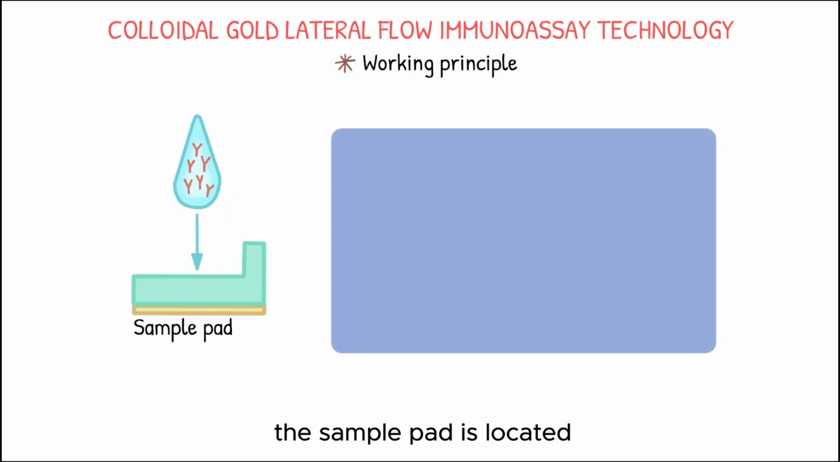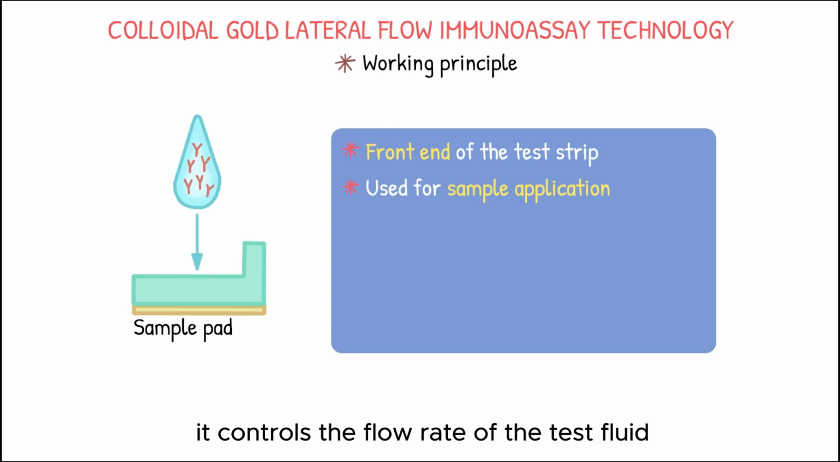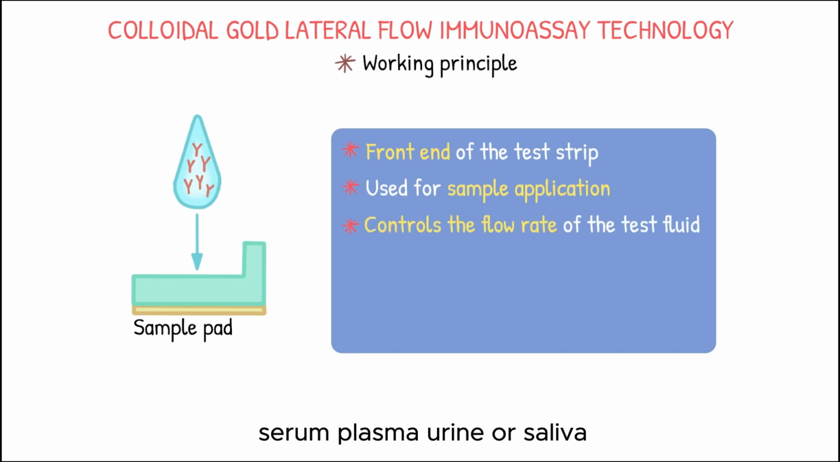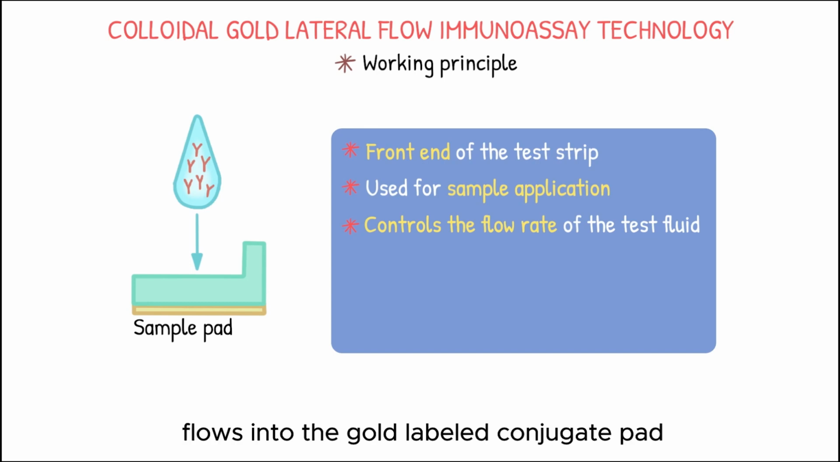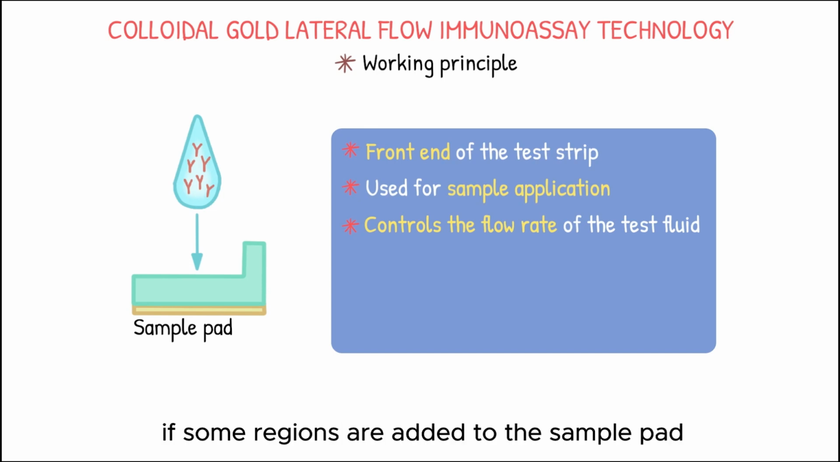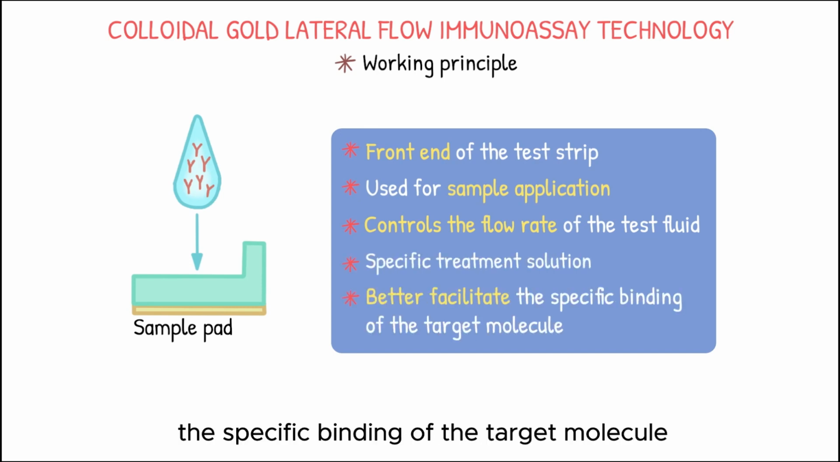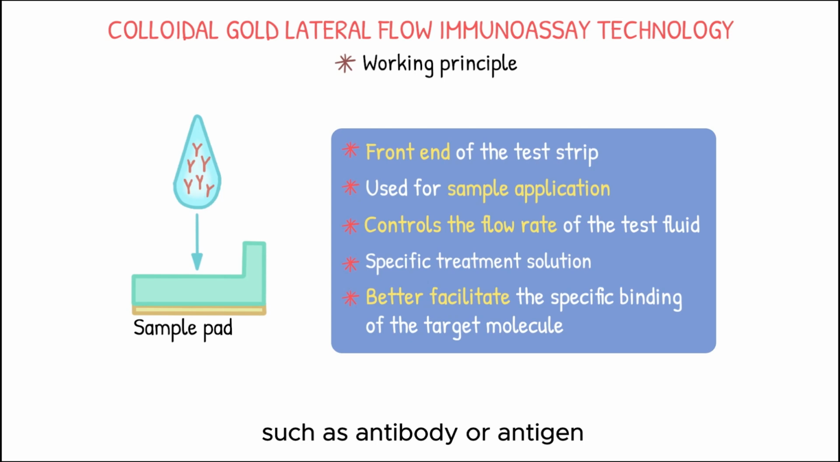The sample pad is located at the front end of the test strip and is used for sample application. It controls the flow rate of the test fluid, which would be whole blood, serum, plasma, urine, or saliva, ensuring that the fluid flows into the gold-labeled conjugate pad at a uniform rate. If some reagents are added to the sample pad and the pad is treated with a specific treatment solution, it can better facilitate the specific binding of the target molecule, such as antibody or antigen, labeled with a color marker to the target molecule in the test fluid.